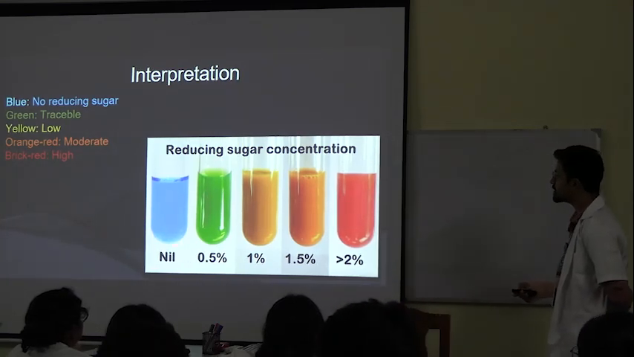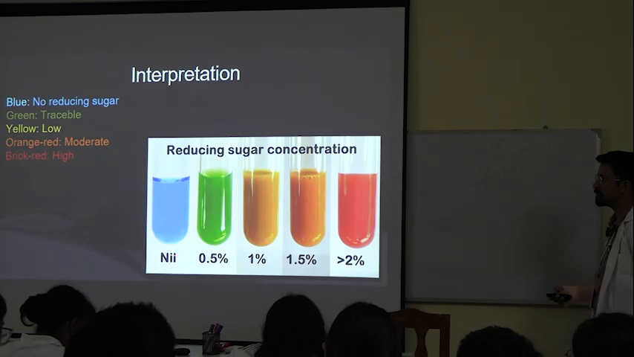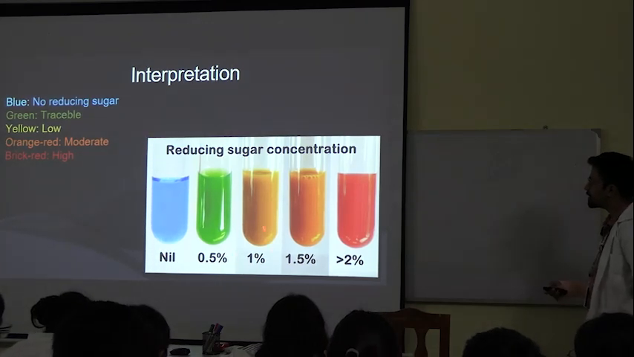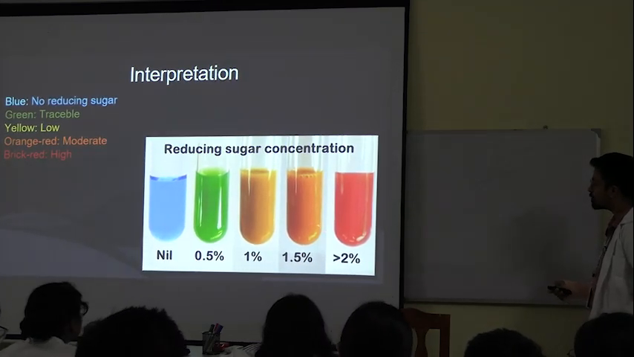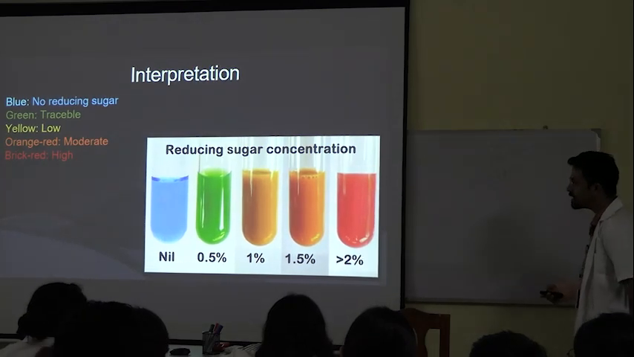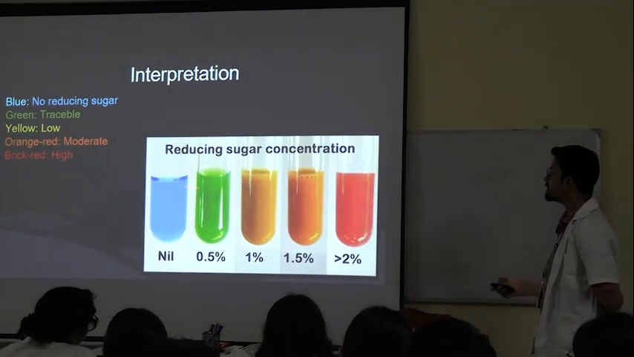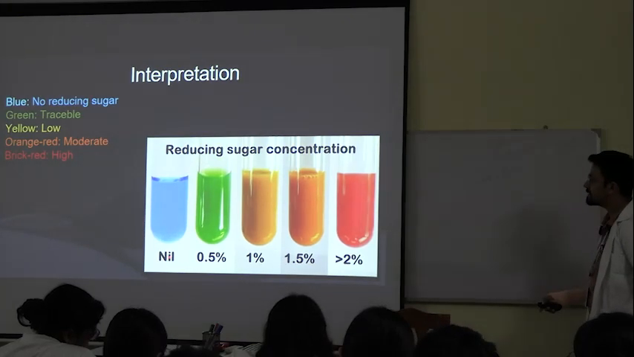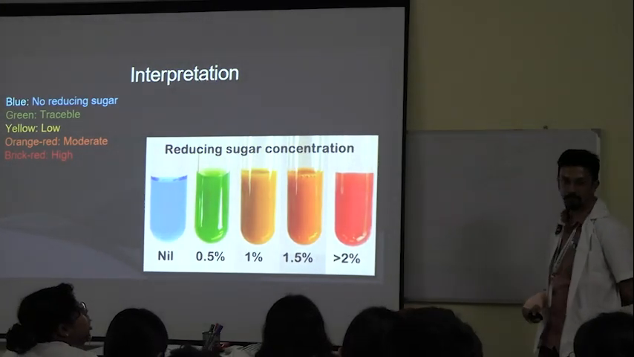Like in case of green, the percentage will be 0.5% to 1%. If it is 1 to 1.5%, it will give yellow color. If it is 1.5 to 2%, it will give orange to red color. If it is more than 2 gram %, then it is brick red color. Fine. These are the color changes that you can see, and these are the concentrations.